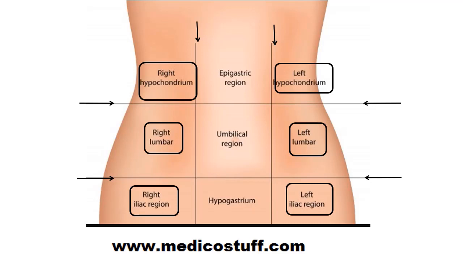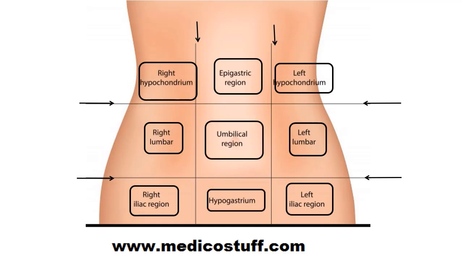Then we come to the central 3 areas. The epigastric region is the upper middle one, where the stomach is located. Then we have the umbilical region around the umbilicus, and then the hypogastric region or the suprapubic region.